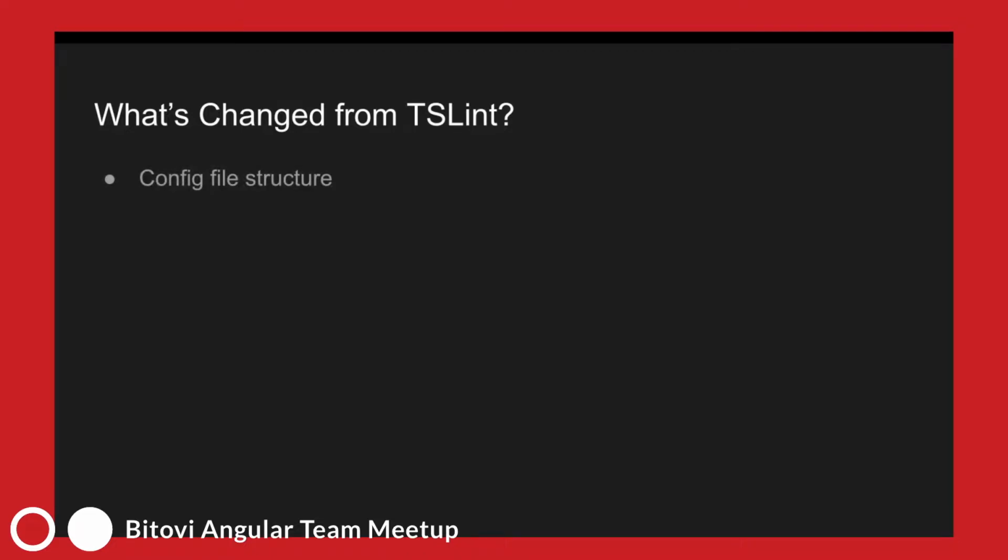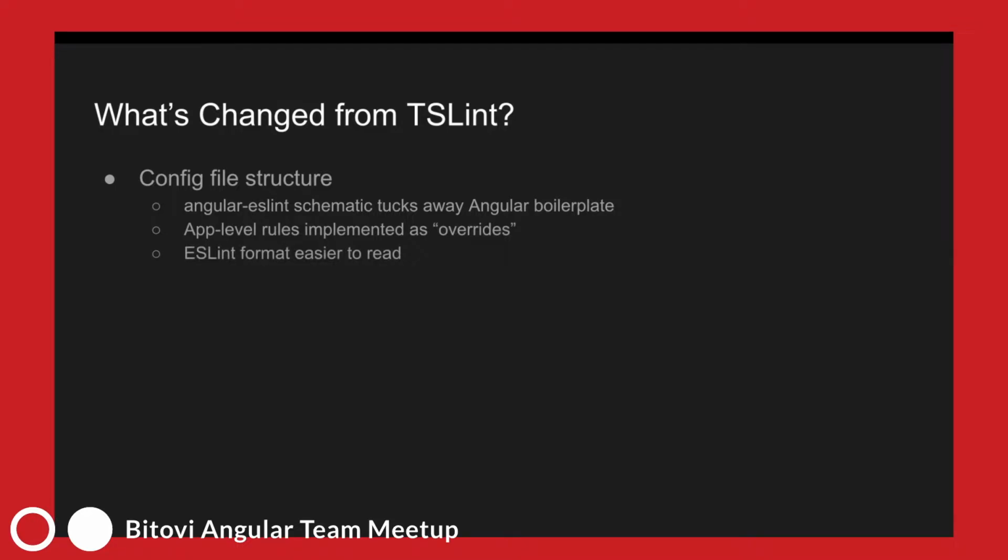Some notable changes from TSLint. The config file structure is, of course, different because this is a different tool. A thing that I like about their config file structure is that it tucks away a lot of the Angular-specific boilerplate for you. That was kind of at the surface in the old TSLint config. The ESLint schematics hide that away and just extend the user-facing style lint config off of some Angular boilerplate, which I think is nice. Your app-level rules in TSLint are now going to be implemented as overrides, which I just personally find the whole format of their config structure a little bit easier to read. Just a personal take on it, but that's something that I've found to benefit from.